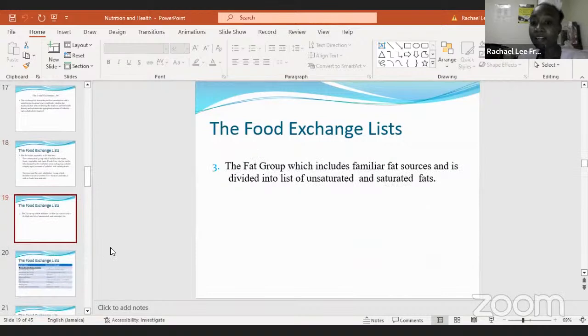All right, and then the fat group now, which includes familiar fatty sources, is divided into the list of saturated and unsaturated fats. And remember yesterday we mentioned that saturated fats are the fats that are very unhealthy, right? Because those add to your cholesterol levels, and the amount of fatty foods that will actually block the arteries.